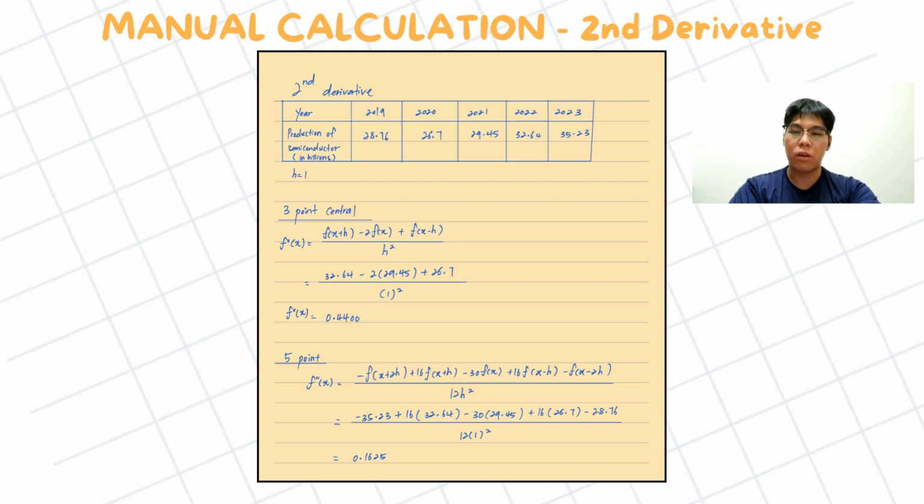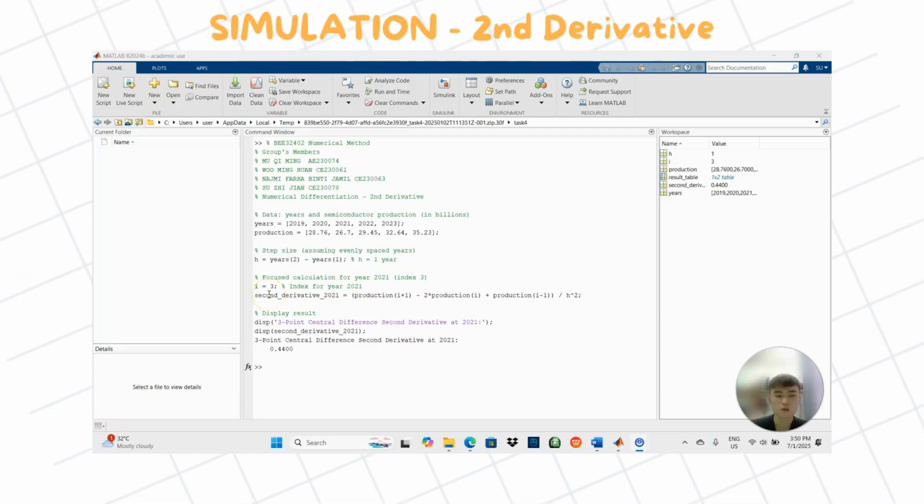And next, for the 5-point, we're also using the 5-point equation, which is negative f(x+2h) plus 16f(x+h) minus 30f(x) plus 16f(x-h) minus f(x-2h) over 12h squared. So we're using the same method. We substitute the values from the table into this equation, and we will get the 5-point second derivative value, which is 0.1625. And that's all for the presentation of the second derivative manual calculation.